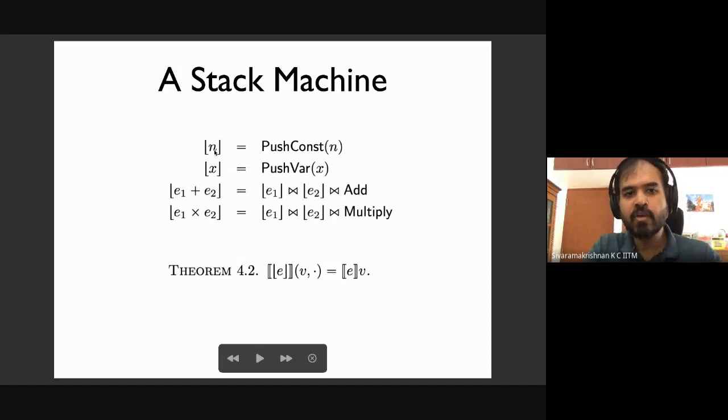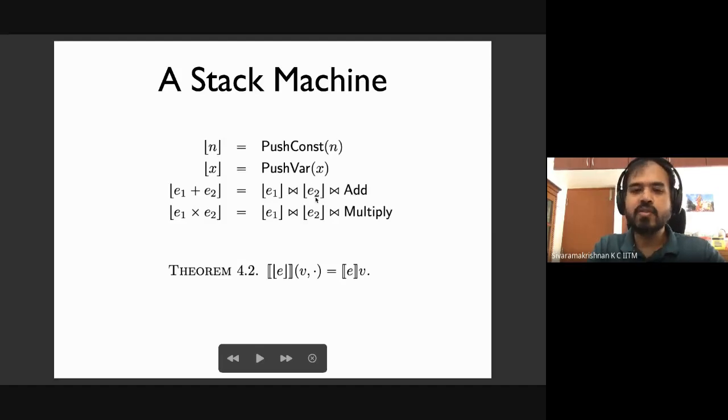Okay, so how do we do that? If you want to lower down a constant, that translates down to pushing a constant onto the stack. If you want to lower down a variable, it is the instruction push var of x. If you want to lower this expression e1 plus e2, where e1 and e2 are arbitrarily complex expressions, you first compile e1, and then compile e2, and this syntax is used for list append. So you get a list of instructions here, append that to the list of instructions that you have here, and then finally you do add, right?